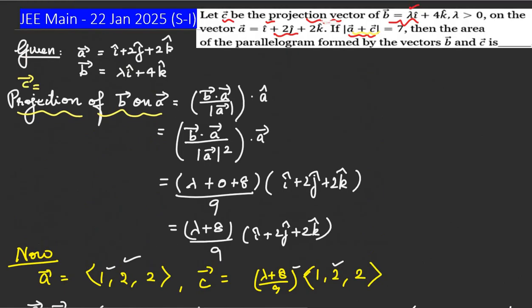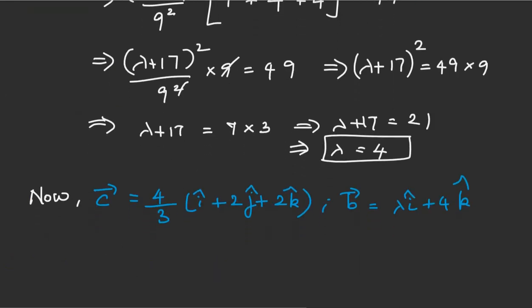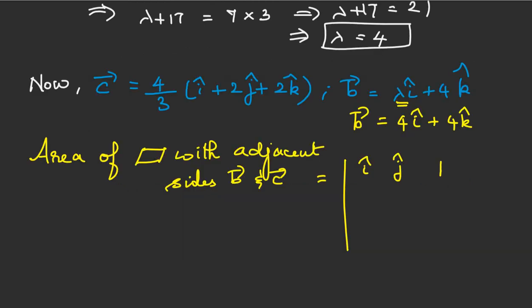Now we write the value of C vector. Substituting this value, C vector will be lambda is 4, so 4 plus 8, 12 by 9, which is equal to 4 by 3 into I cap plus 2 j cap plus 2 k cap. We have written the value of C vector. Now we have found what C vector is, and what B vector is. B vector from the question is lambda I cap plus 4 k cap, so B vector will be 4 I cap plus 4 k cap.